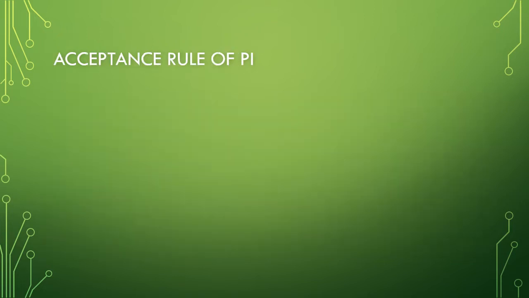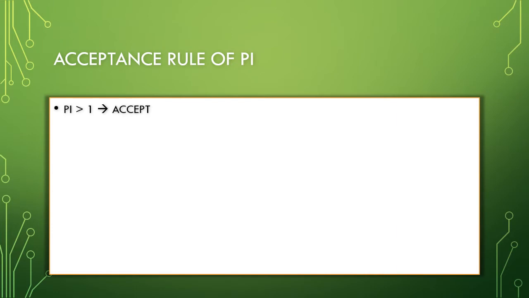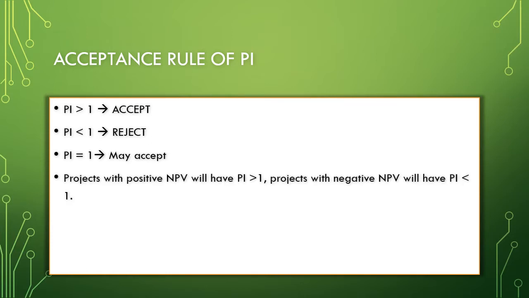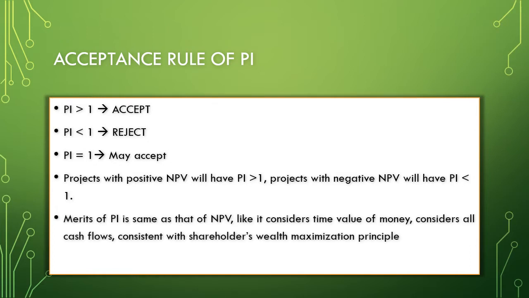Now the acceptance rule of PI. If PI is greater than 1, then accept; if PI is less than 1, then reject; and if PI equals 1, then you may accept. Projects with positive NPV will have PI greater than 1, and projects with negative NPV will have PI less than 1. The merits of PI are the same as those of NPV. It considers the time value of money, which is why it is a discounted cash flow technique. It considers all the cash flows. It is consistent with the shareholders' wealth maximization principle. In capital rationing, we use the profitability index.